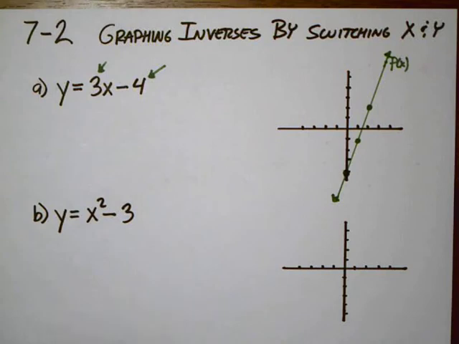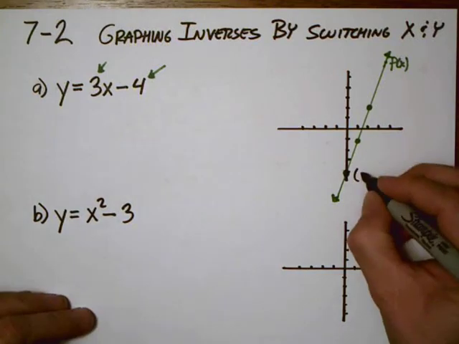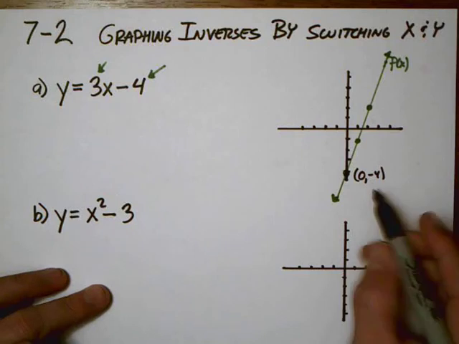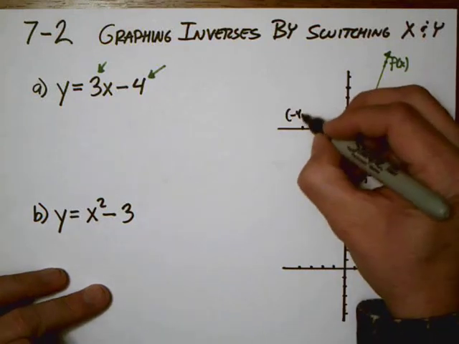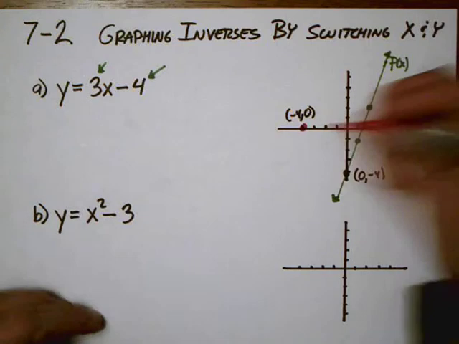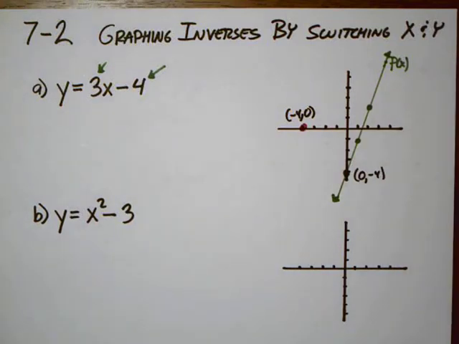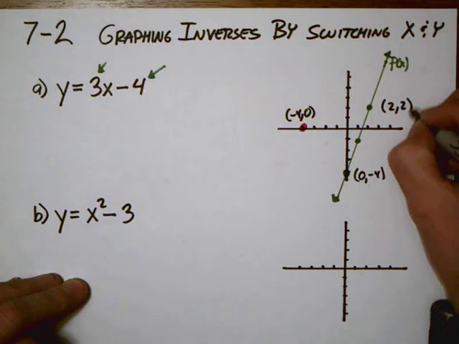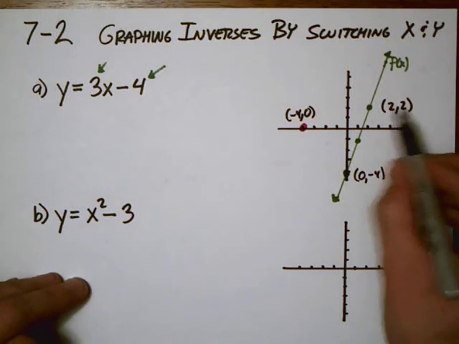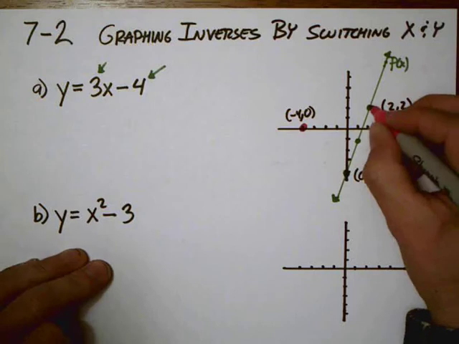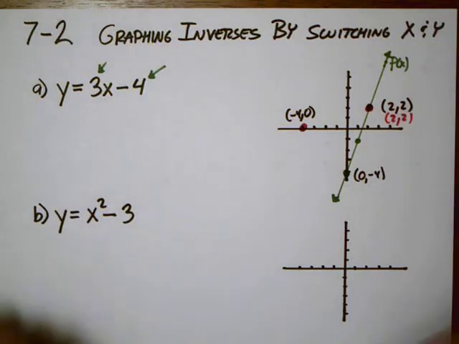And what I mean by that is, let's take a look at this point here. This is 0, negative 4. So if I switch the x and the y, it would produce the point negative 4, 0, which means the inverse has a point right here. And if I look at this point right here, which is 2, 2, then the inverse, if I switch x and y, is actually going to be the exact same point, which is 2, 2. So I know the inverse also has a point there.